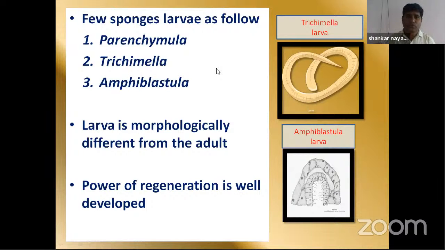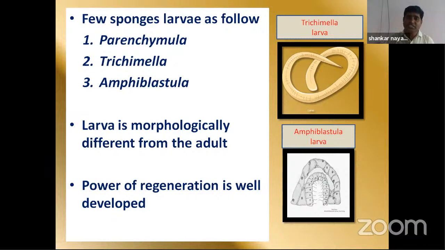A few larvae are there for sponges. Those are parenchymula, trichimella, and amphiblastula. These are a few larvae of sponges. See, my dear children, all these larvae are very important for your competitive examinations, so try to remember parenchymula, trichimella, amphiblastula. The larva is morphologically different from the adult. I told you how the tadpole larva appears.